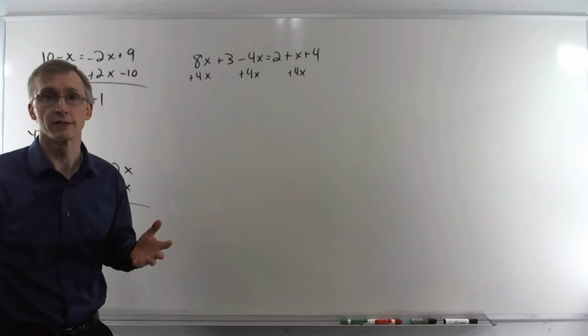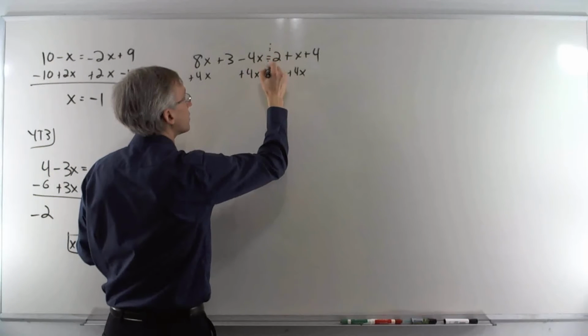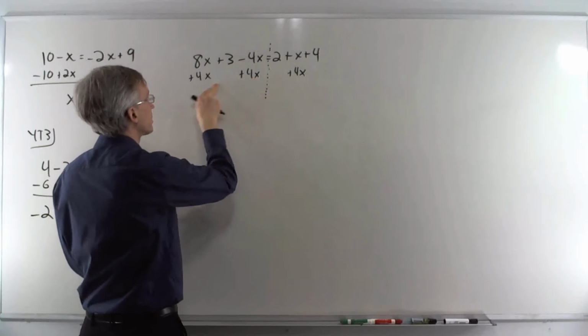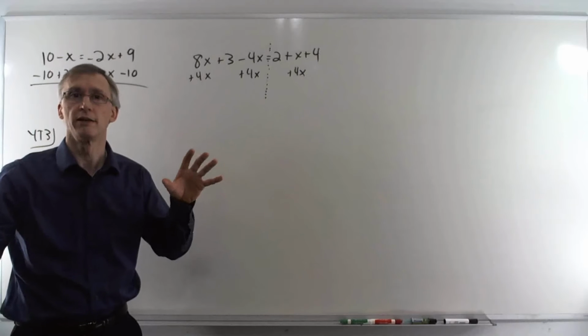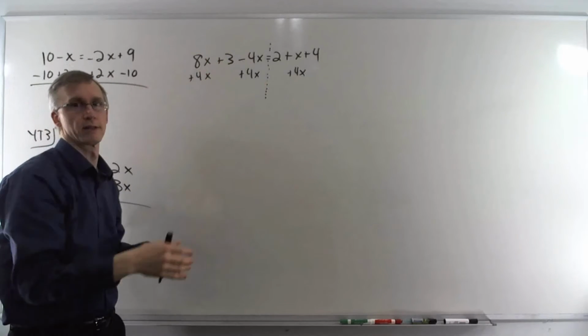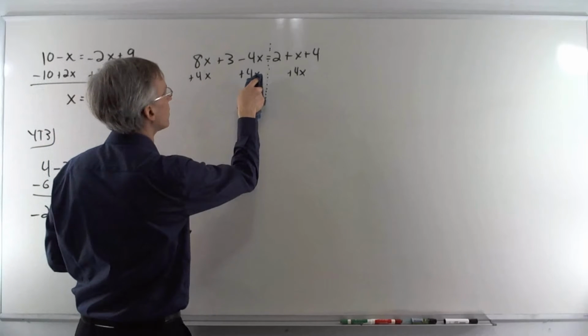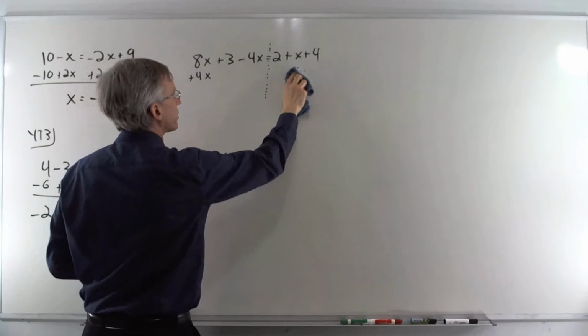So what's wrong with this? Well, here's our equal sign. There's the middle of our balance, and we just added 4 to this side, and we just added 8 to this side. We just did different things to each side of the equation. Can't do that. Now our equation is unbalanced. So you can never add something different to one side of the equation than you do to the other. So we're not going to do that.